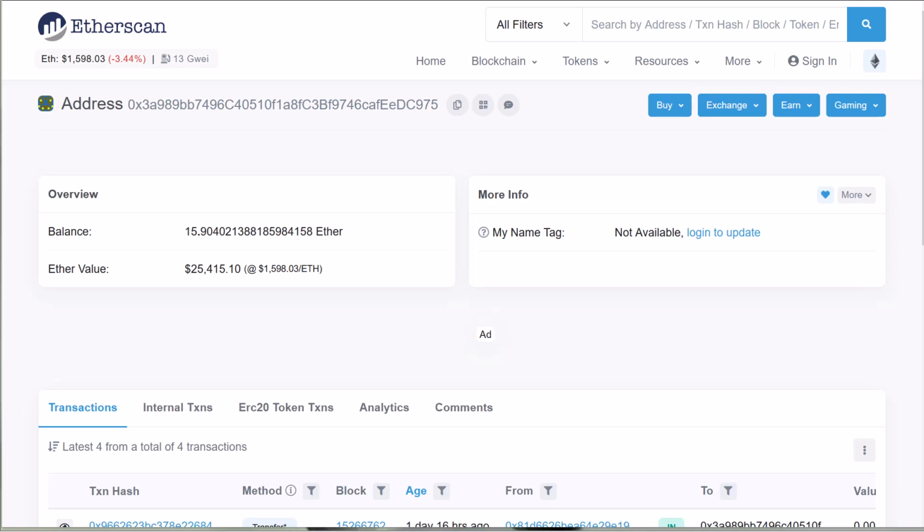So the background of why I'm doing what I'm doing right now is when we were analyzing that malicious smart contract, we were able to deobfuscate it and extract this particular address, which is being used by the attacker. Now, when we looked at it initially, it was about 0.14 Ether, and now it's 15.9 Ether at about $25,000.